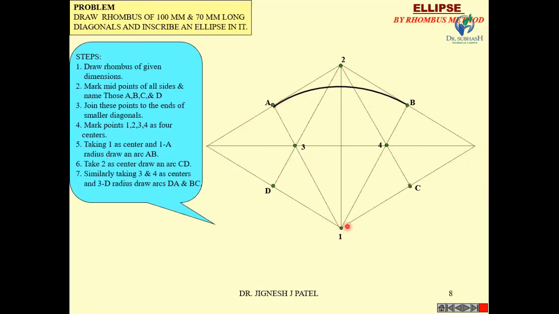Now with 1 as center and radius equal to 1a, draw one arc. Similarly, with 2 as center and radius equal to 2c, draw another arc. Now with center 3, radius equal to 3a, draw an arc, and also with center 4, radius equal to 4b, draw an arc. So this method is known as the rhombus method, or we can say the four center method.